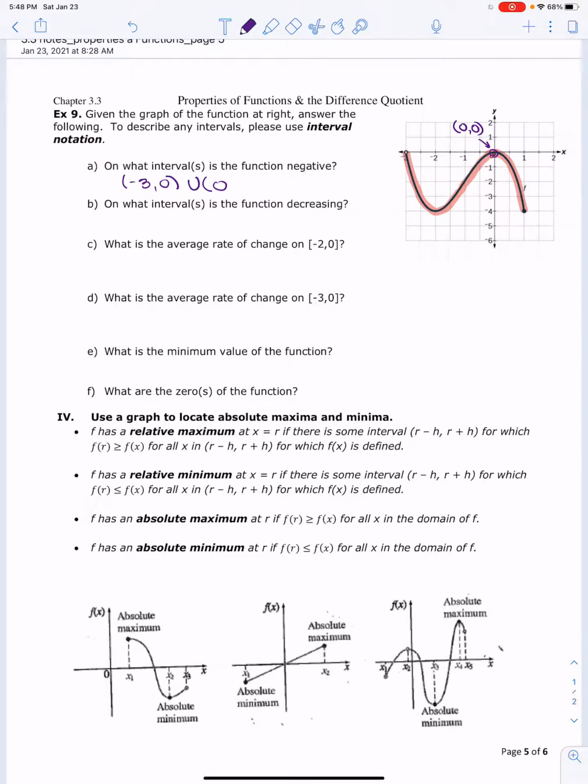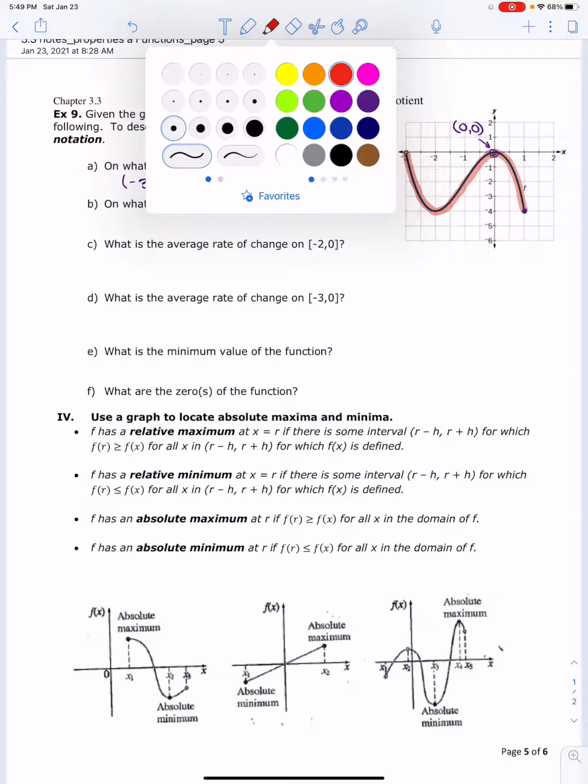side, 0 to 1. Notice here, though, we have that closed circle at 1. We can include 1. The value when x is 1 is going to be negative. So there's our negative.